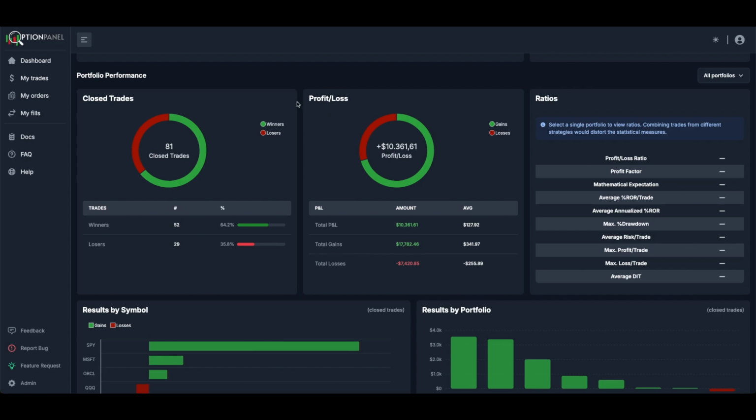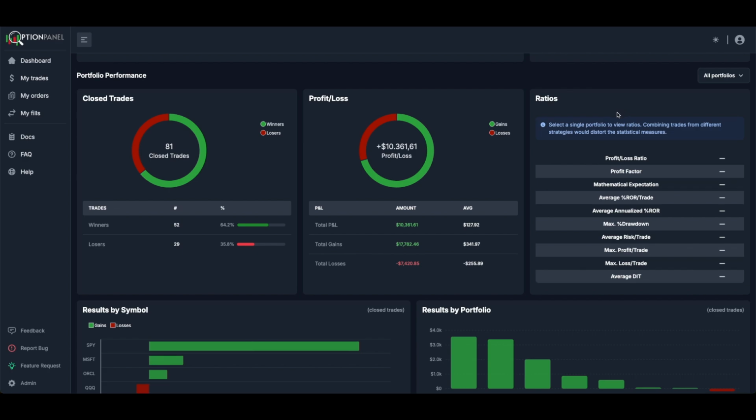Next, the profit and loss panel breaks down the financial result of those trades: total P and L, the cumulative amount from winning trades, and the cumulative amount from losing trades, along with the average per trade for each. The third section is ratios.